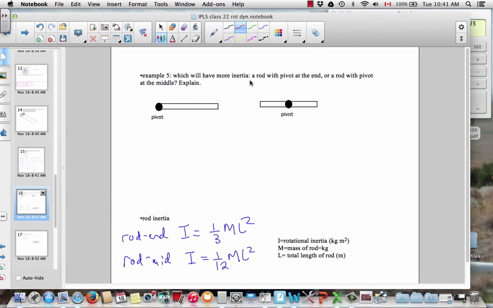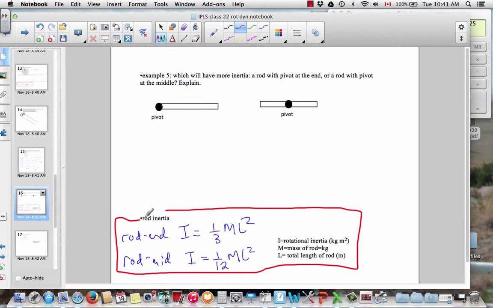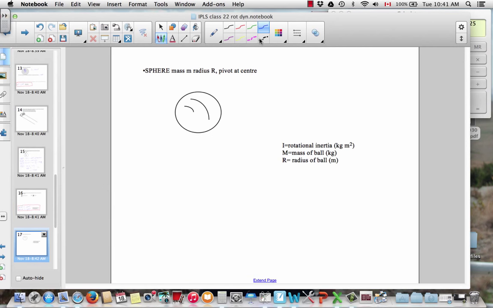Now, all of these results are provided on your formula sheet, but as always with physics, it's helpful and beneficial to memorize these results. Another final geometry of interest is a ball, a sphere, and the inertia of a sphere is 2/5 mr squared for a rotational axis that goes through the middle of the sphere.